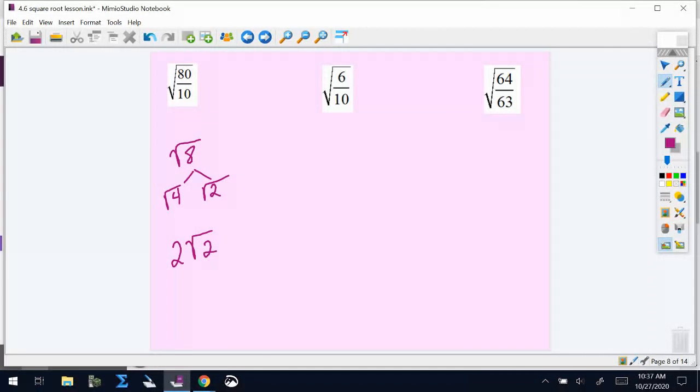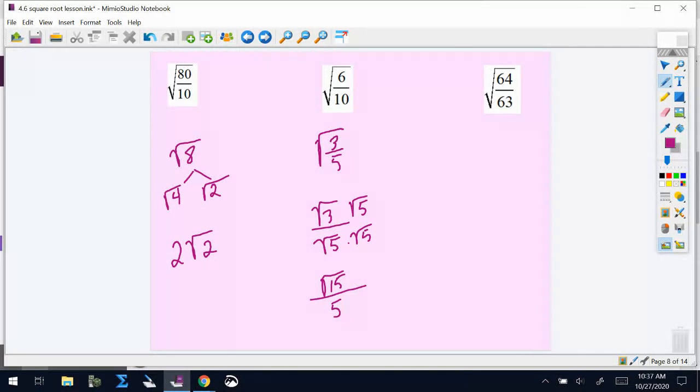The next one, 6 and 10 are not perfect squares. However, they do reduce to 3/5, or it may make it easier to see it as the square root of 3 over the square root of 5. The bottom is not a perfect square, but I can multiply it by another square root of 5 to get it to be a square root of 25. The top is the square root of 15. The bottom is the square root of 5 times another square root of 5, which is just 5. And that is a rationalized answer.